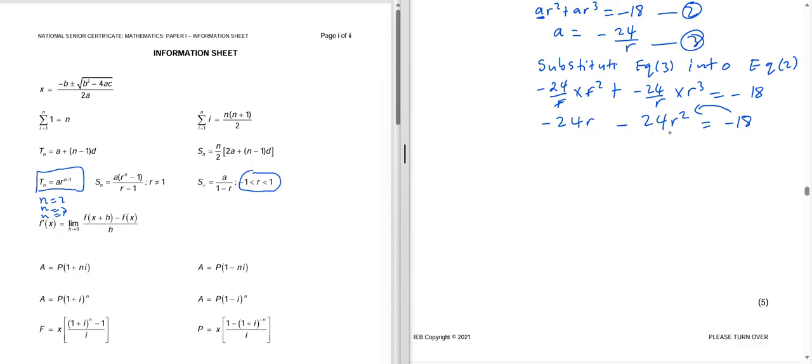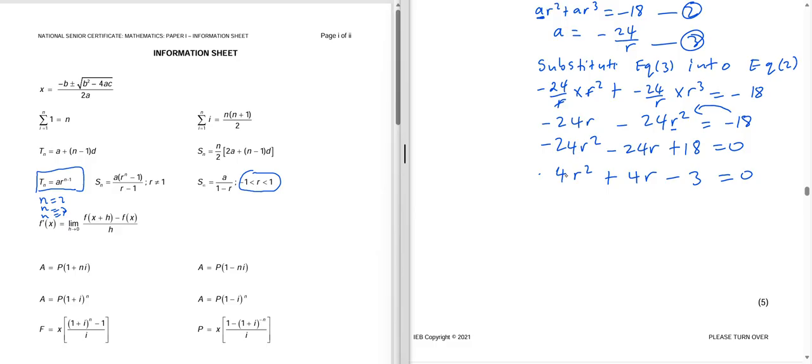Now I'd like to start with the r squared term, so that is minus 24r squared minus 24r plus 18 equals 0. Before I factorize this, for solving a quadratic equation, I need to reduce it to its simplified form that is easier to deal with. I'm going to divide everything by minus 6, it will make it more flexible. So dividing by minus 6, we are going to get 4r squared plus 4r minus 3 equals 0.